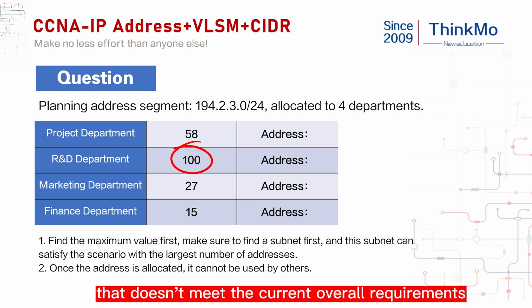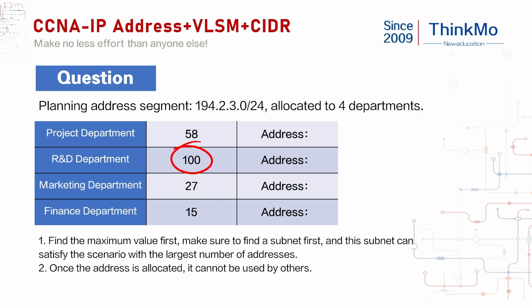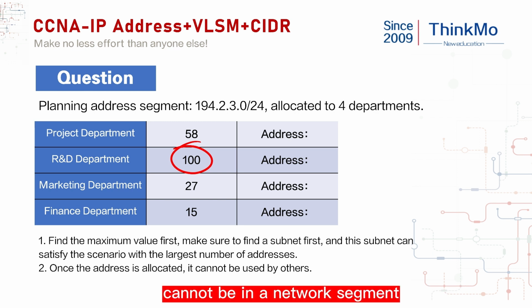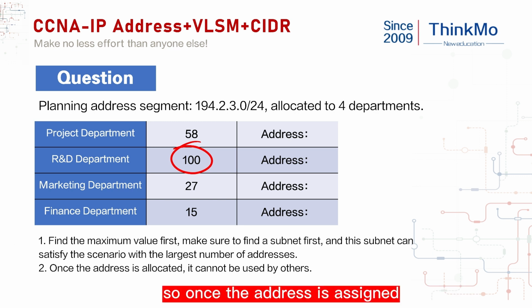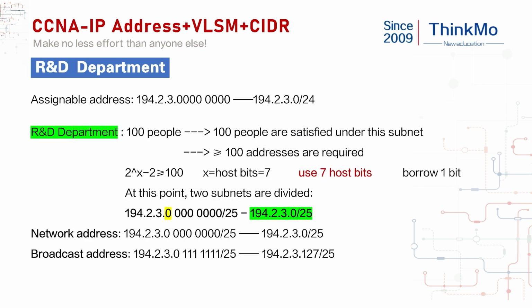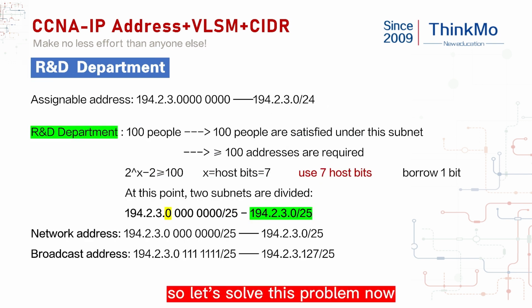That doesn't meet the current overall requirements. It cannot be in a network segment. If there are a few addresses left in the network segment, I can still use it for you. It doesn't make sense to divide the network segment. So once the address is assigned, it can no longer be used by others. So let's solve this problem now.